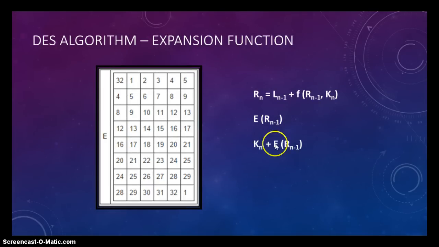And how can we obtain the f function? We have to make an expansion of Rn minus 1, in this case R0, by using this table, and after that we are going to get a result. That result we have to XOR with the key 1 in the case of the first iteration.